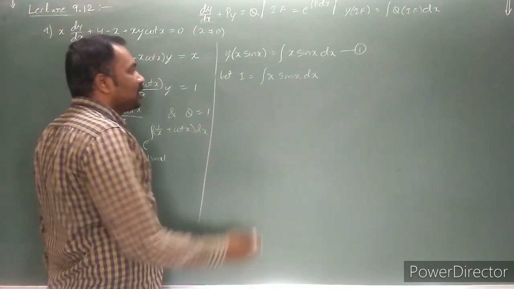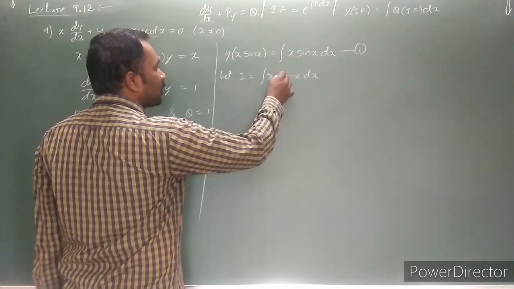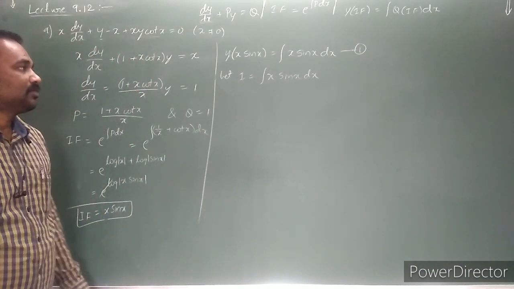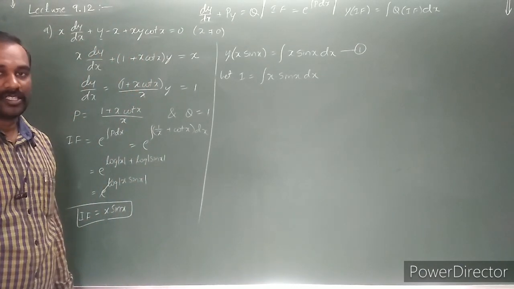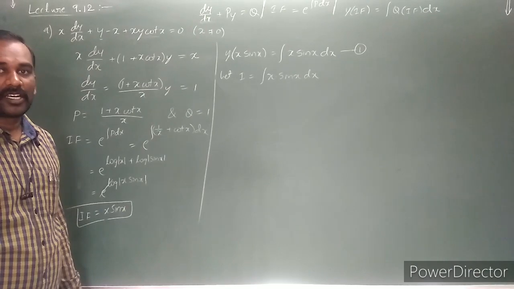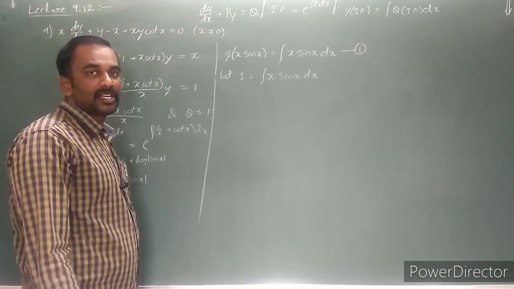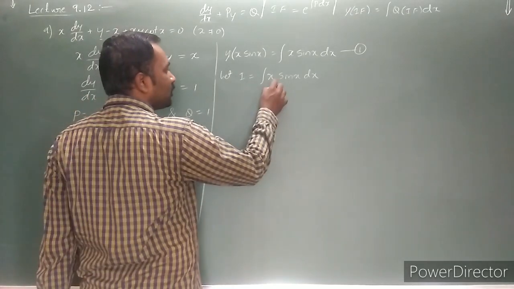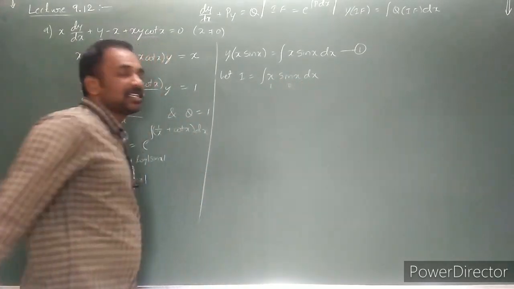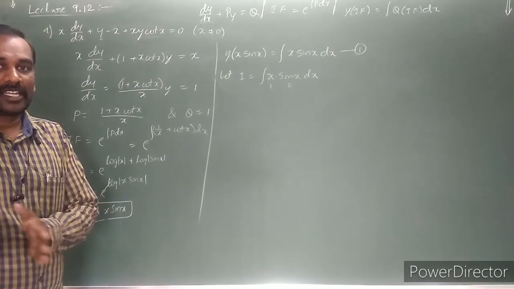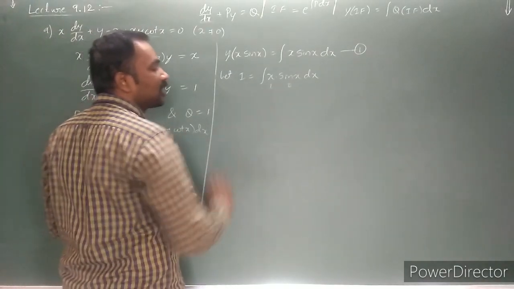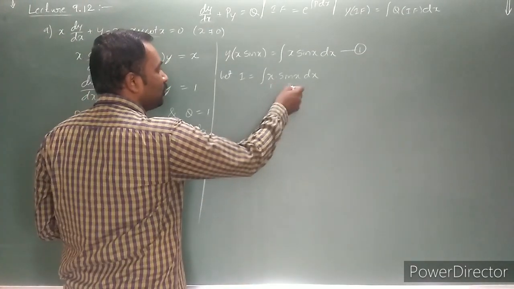Here x sin x is the product of two functions. What is the first function? What is the second function? x is an algebraic function, sin x is a trigonometric function. By ILATE, which comes first, algebraic or trigonometric? Algebraic is the first function, trigonometric is the second function. Here A, algebraic, T, trigonometric. So this is u, this is v.